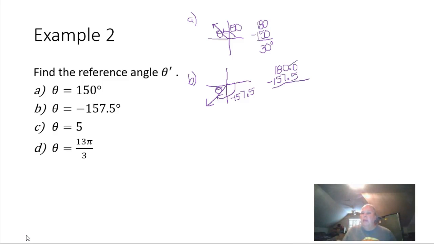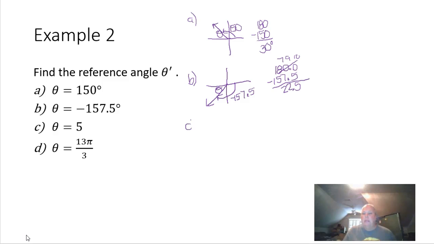And this is going to give me, let's see, that's 7, that's going to be 9, that's going to be 10. 10 minus 5 is 5. 9 minus 7 is 2. So it looks like the reference angle for 157.5 degrees is going to be 22.5 degrees.